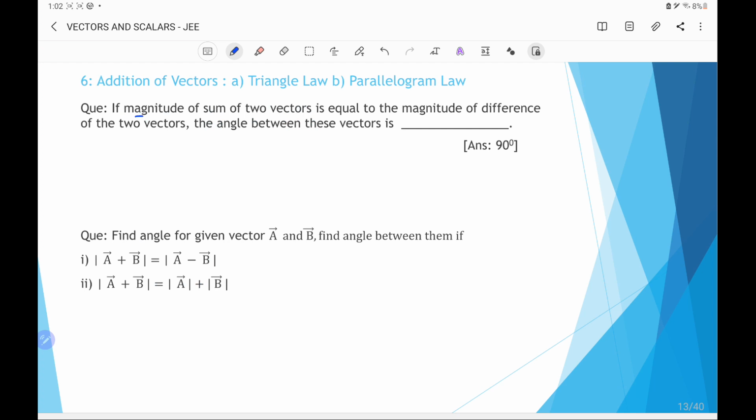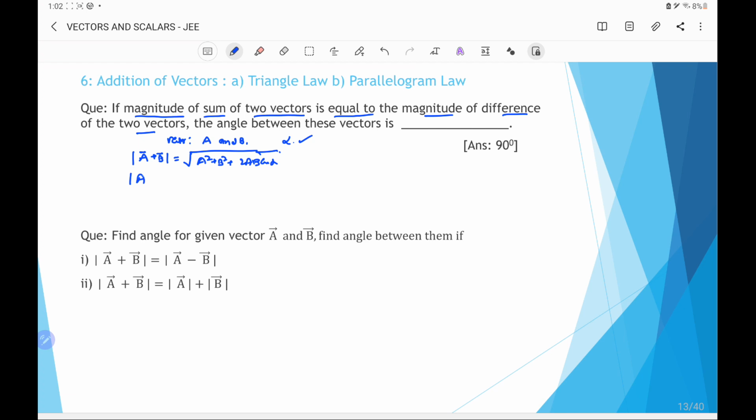Question is, the magnitude of the sum of two vectors is equal to the magnitude of the difference of the two vectors. Find the angle between the vectors. Suppose vectors are having magnitude A and B, and angle between them is alpha. So we have to find the alpha. The sum of the vectors A plus B has the magnitude as per the parallelogram law as square root of A square plus B square plus 2AB cos alpha.